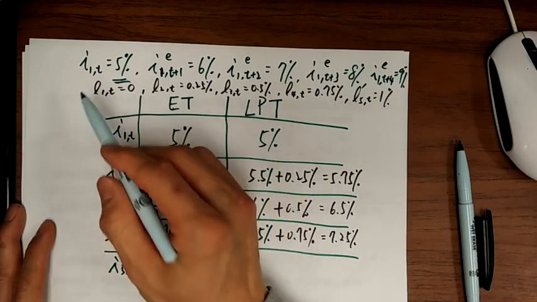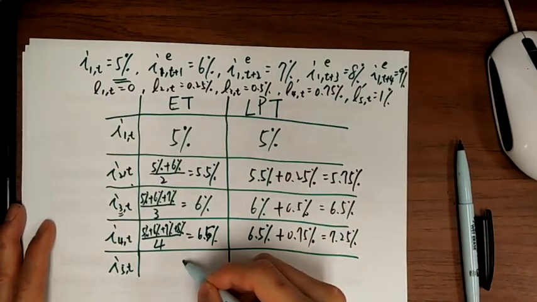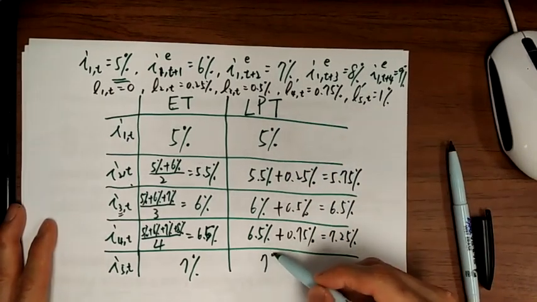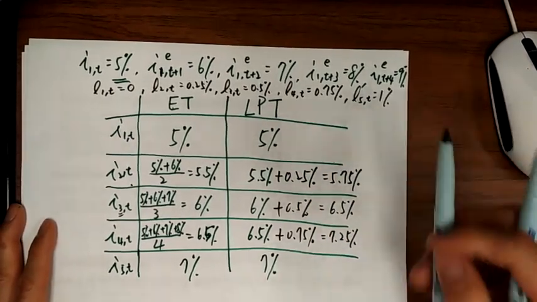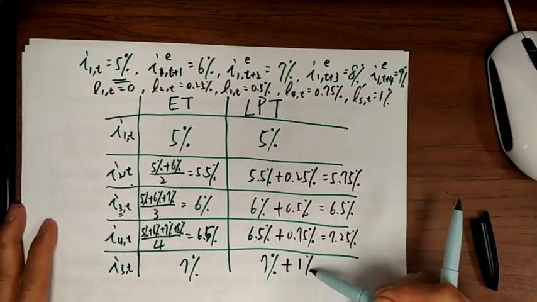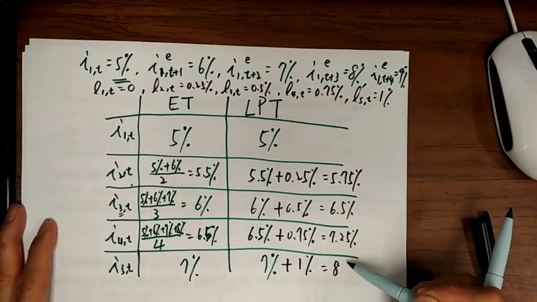5-year bond interest rate, average of these 5, which is 7%. Liquidity premium theory says, in addition to this 7%, you have to add liquidity premium for 5-year bond, which is 8%.